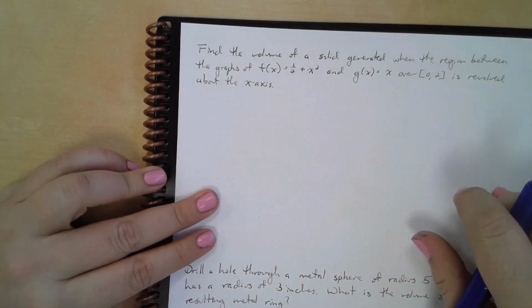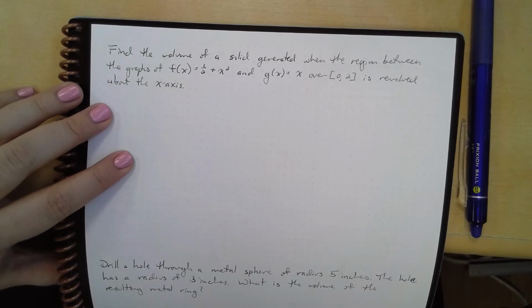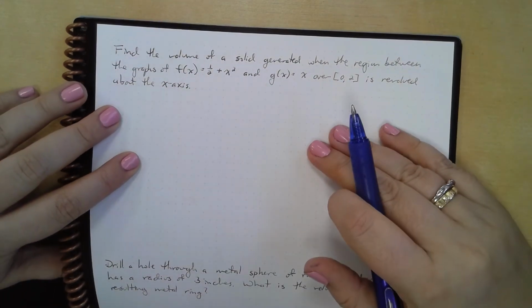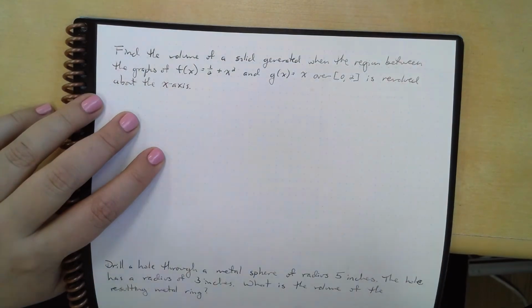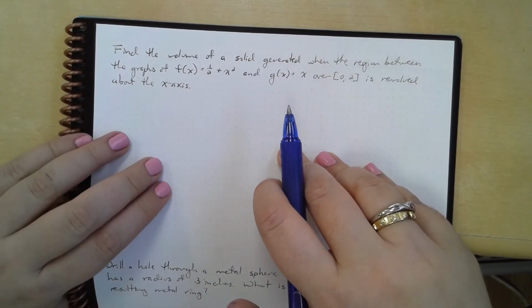Can you see that okay? Okay, beginning of the last two. Find the volume of the solid generated when the region between the graphs of f of x equals 1/2 plus x squared and g of x equals x, over 0 to 2, is revolved about the x-axis.